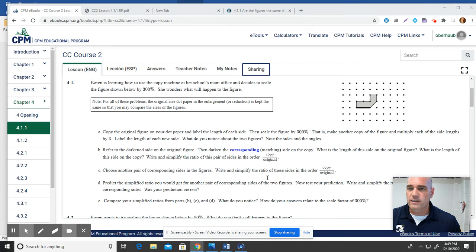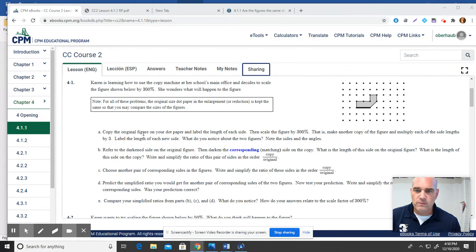Okay, question one. Karen is learning how to use the copy machine at her school's main office and decides to scale the figure shown below by 300%. She wonders what happens to the figure. So we're talking about this figure right here, and we want to scale that by 300%.